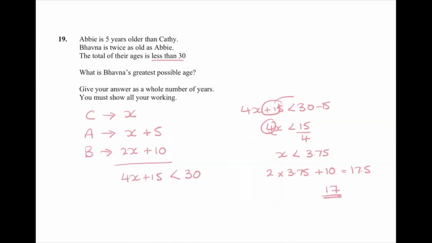Now, you may have taken this down to 3 and used 3 here. If you did, it would have given you a result of 16. That is an acceptable answer on the mark scheme. So if you did that 2 times 3 plus 10, you would still be correct.